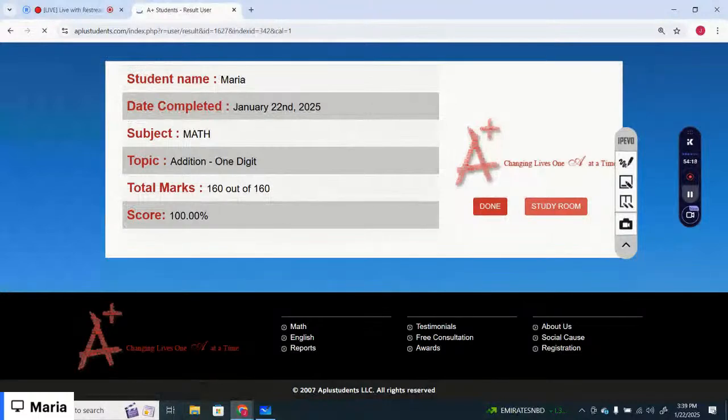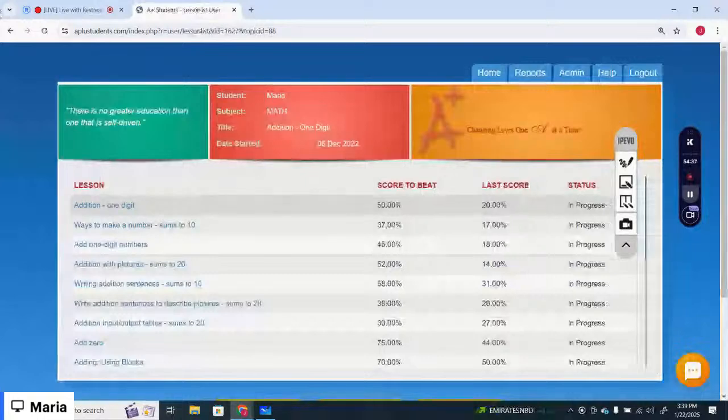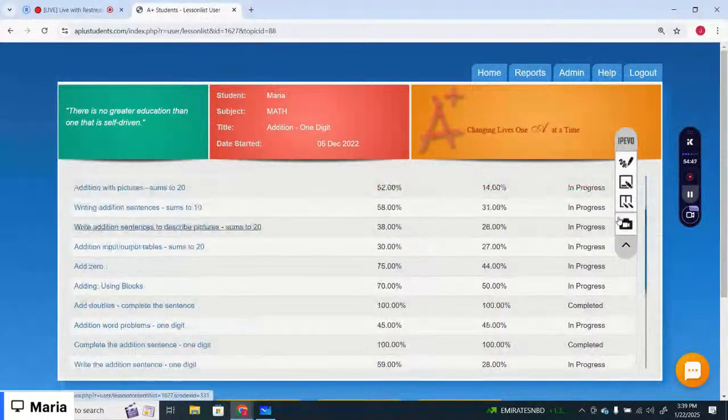Okay, we are done with the lesson. So we were working on grade 2 math. The chapter we were working on is addition one digit. The lessons we have covered today are write addition sentence to describe pictures sums 20, addition input output table sums 20, add 0, adding using blocks, add doubles, complete the sentence.